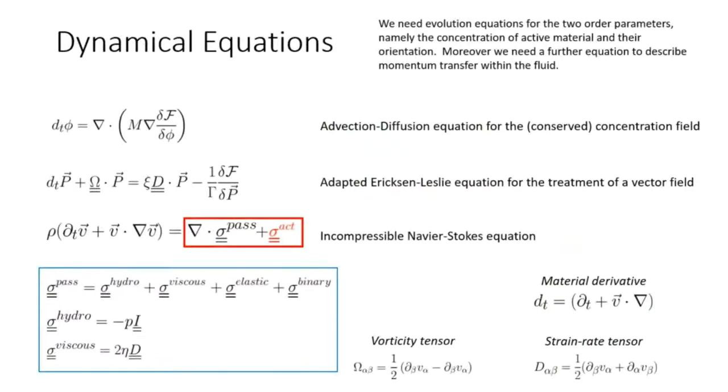So we need evolution equations for the two order parameters, the concentration field and the polarization field. If you assume that these bacteria are not dying or reproducing during the observation of the phenomena that you want to describe, you can use a conserved concentration field, and let it evolve with an advection equation. And you can use an adapted Ericksen-Leslie equation for the treatment of a vector field that allows you to describe the evolution of the direction of swimming of the bacteria.